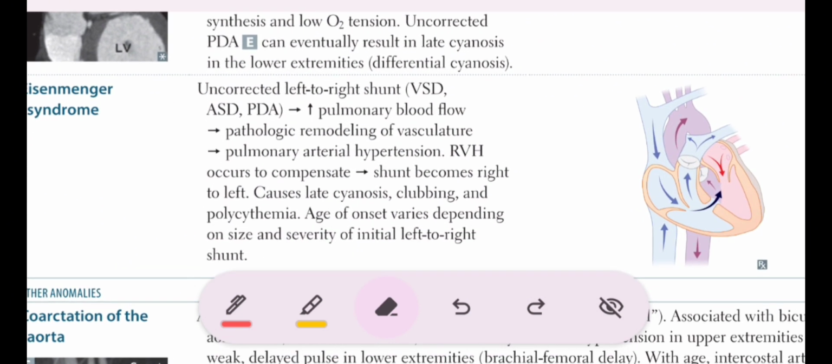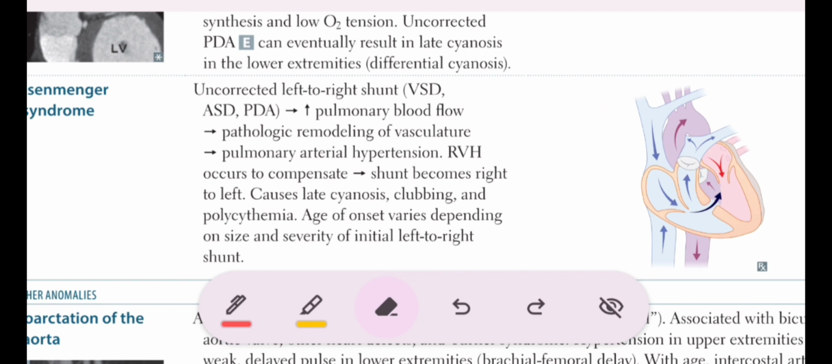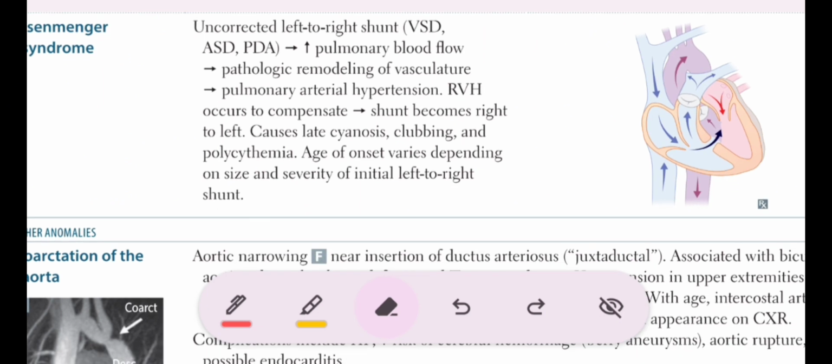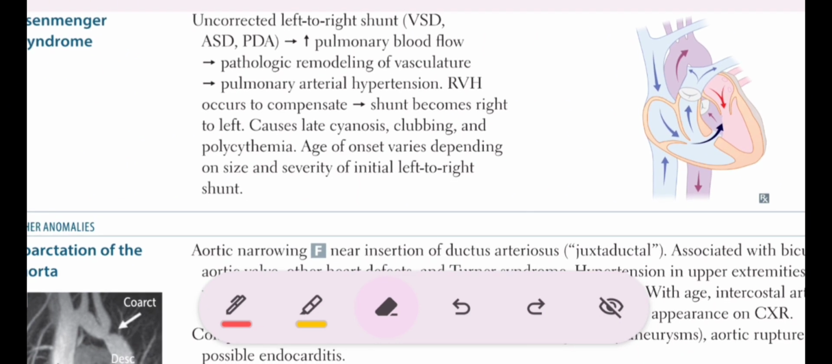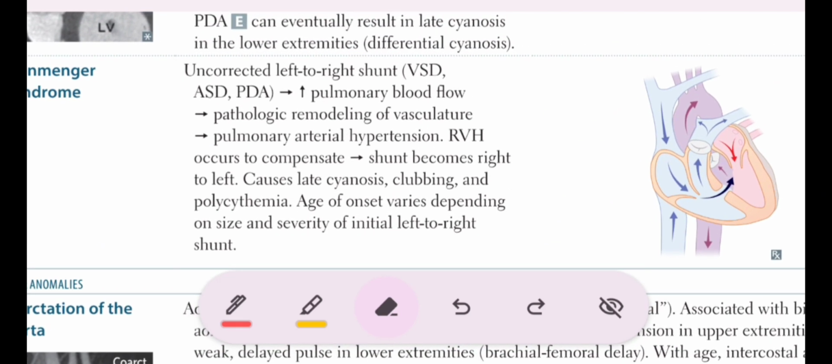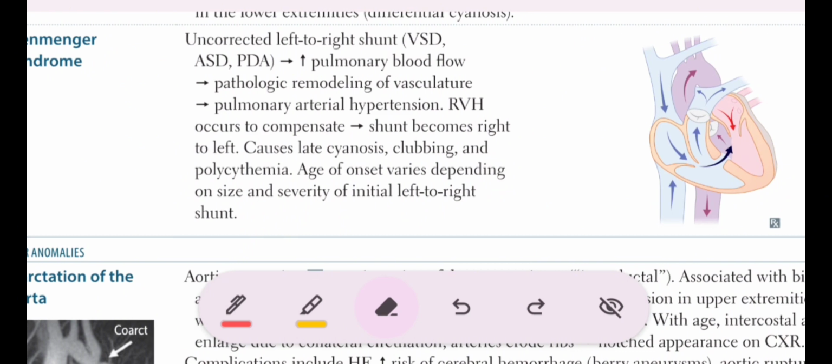Eisenmenger syndrome is an uncorrected left to right shunt, that is due to VSD, ASD, or PDA. The increase in pulmonary blood flow eventually causes pathologic remodeling of the vasculature of the pulmonary system, and it results in pulmonary arterial hypertension, which eventually causes right ventricular hypertrophy. It can cause cyanosis, clubbing, and polycythemia. Age of onset varies depending on the size and severity of the initial left to right shunt, but Eisenmenger syndrome is a lethal condition and most of the babies die in Eisenmenger syndrome.